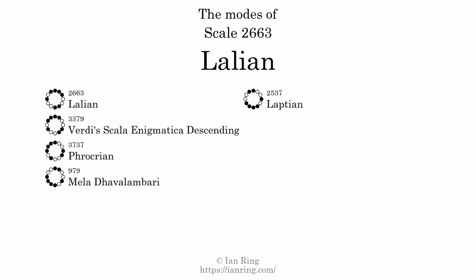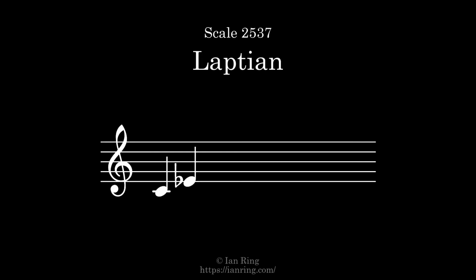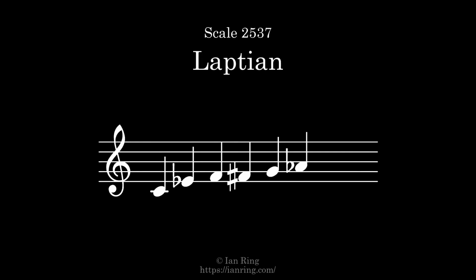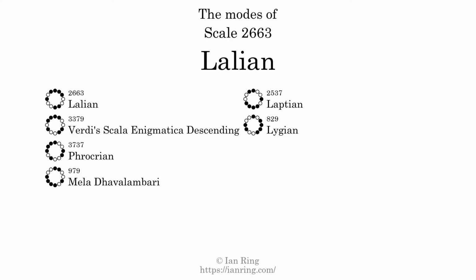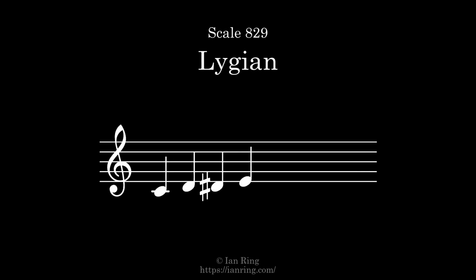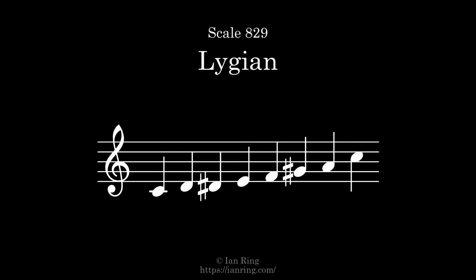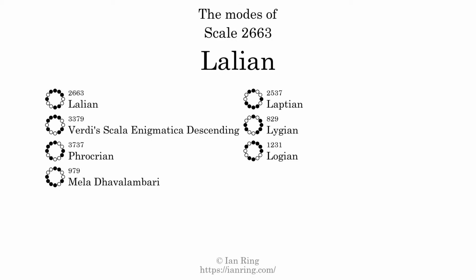The fifth mode is scale 2537, also known as Laptian. It sounds like this. The sixth mode is scale 829, also known as Lydian. It sounds like this. The seventh and last mode is scale 1231, also known as Lalian. It sounds like this.